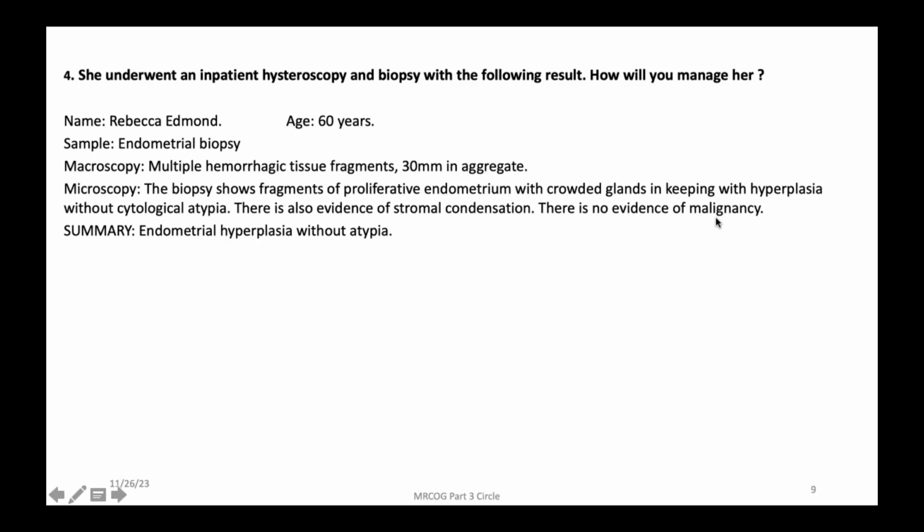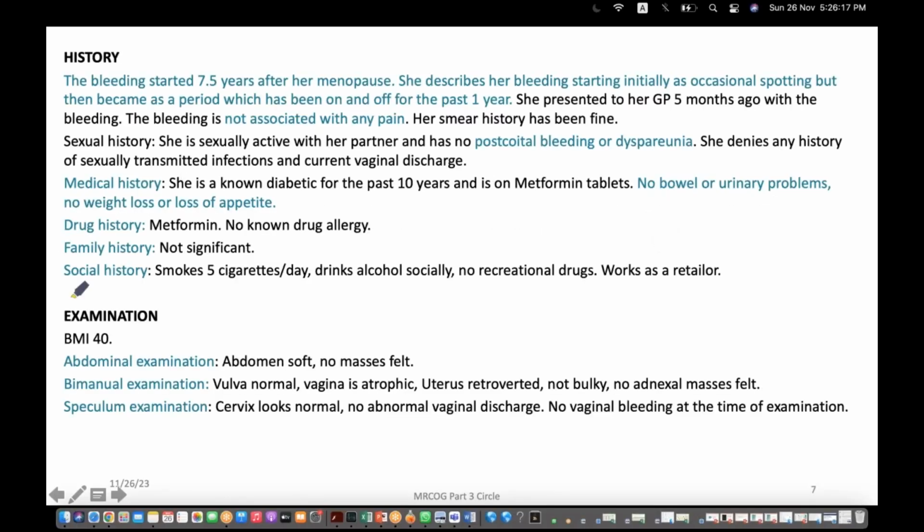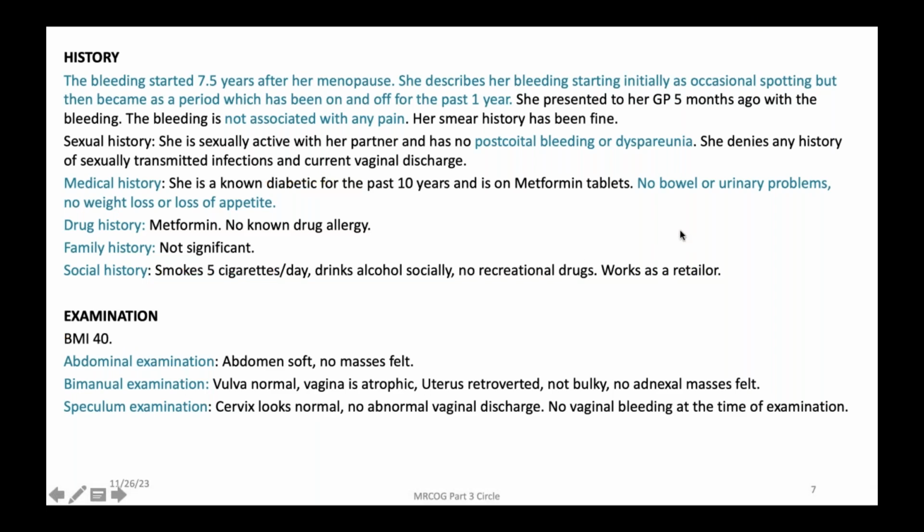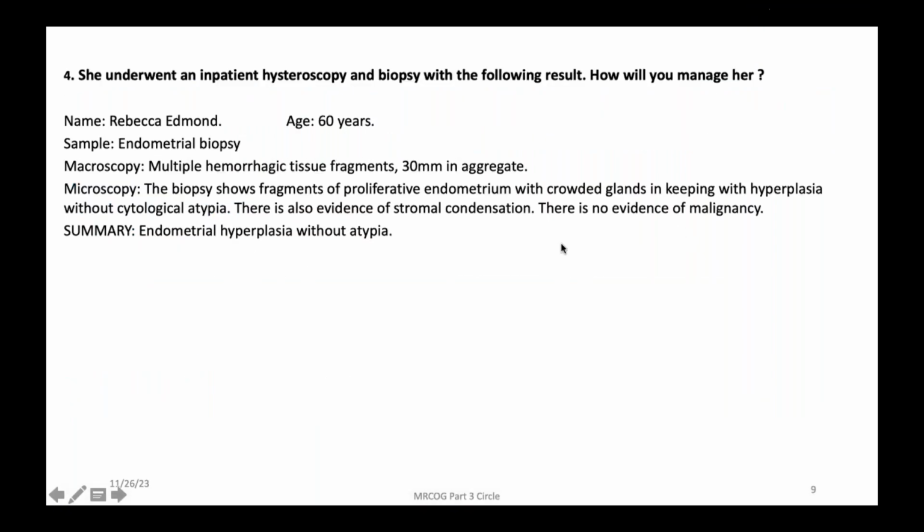Okay, so if I highlight here, the relevant things that you're going to bear in mind in your management plan: she's diabetic, cover that. She's a smoker, cover that. She has a high BMI, cover that. When you're covering it, communicate with the colleagues because that's where you would be marked. And then after that, you have that she has endometrial hyperplasia without atypia. Chaitra, you can proceed since you started. So tell me, how would you manage?